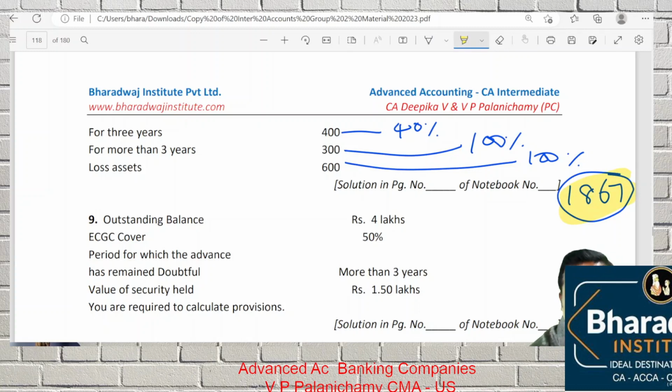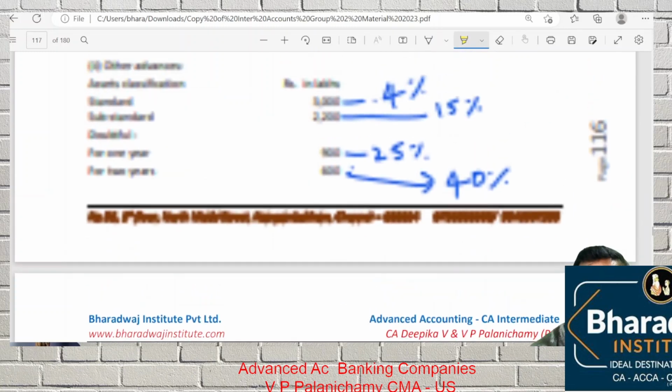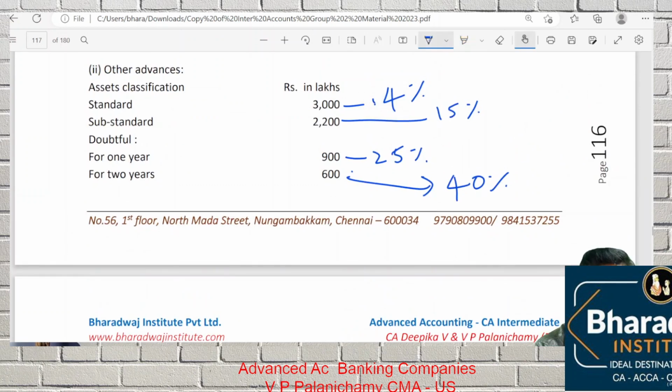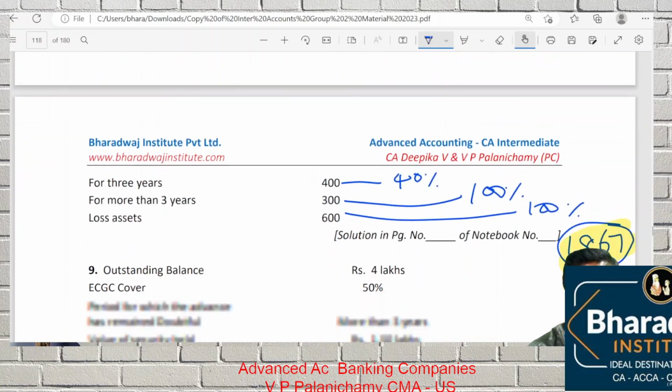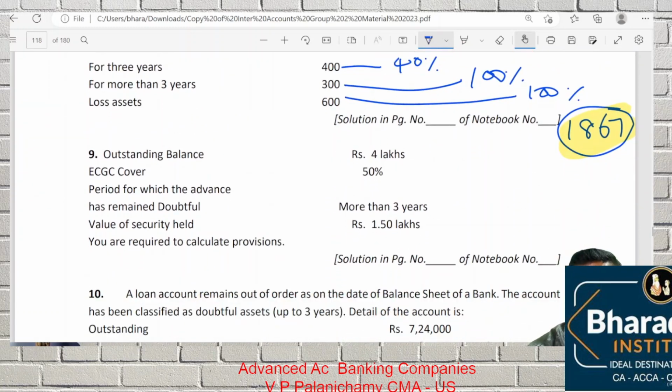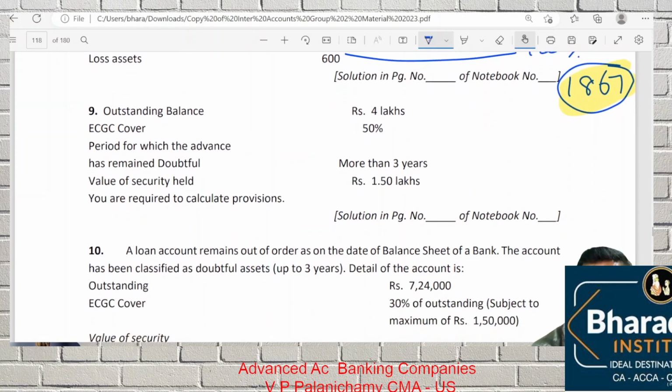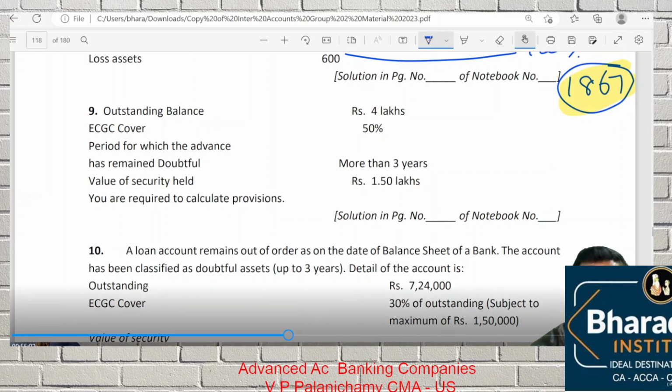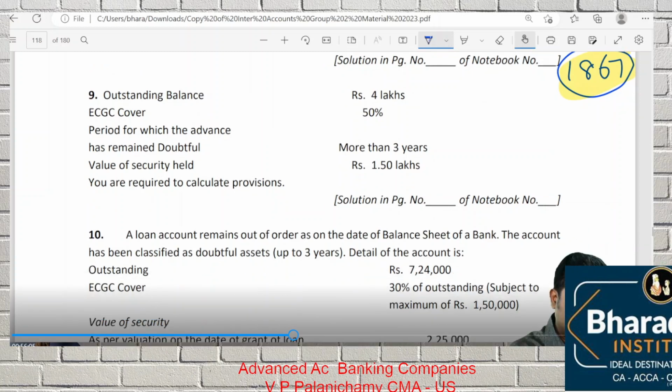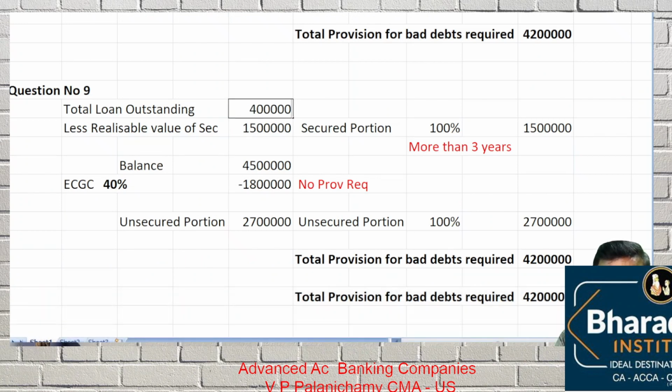Try the next question, question number 9. That is in the similar model of question number 8, subdivision 1. You can try question number 9. Yes, what is the total loan outstanding? 40 lakhs. Realizable value of security 4 lakhs. Balance 40 lakhs minus 15 lakhs. Okay.